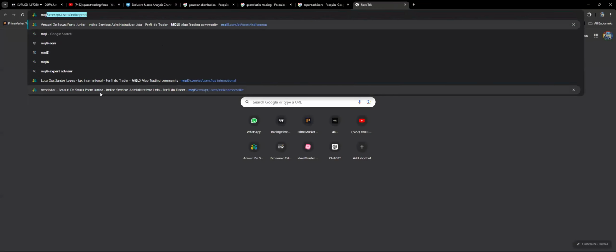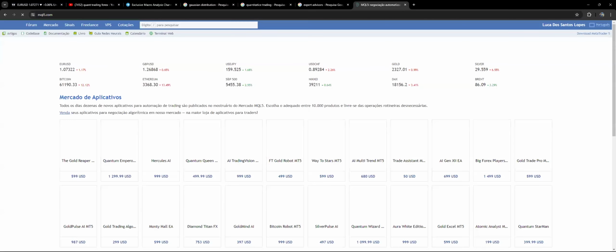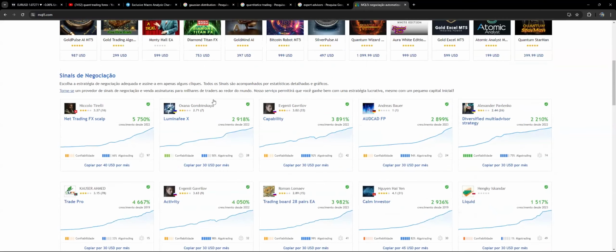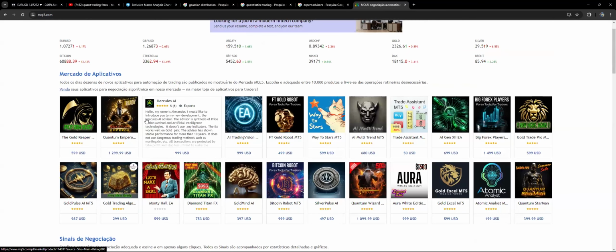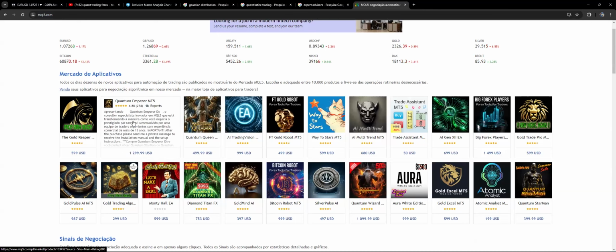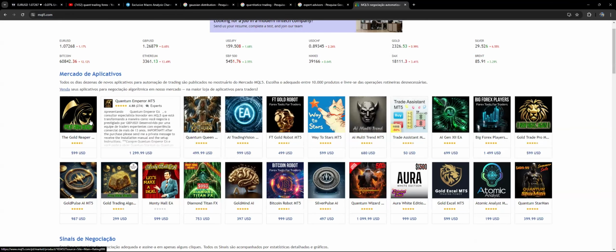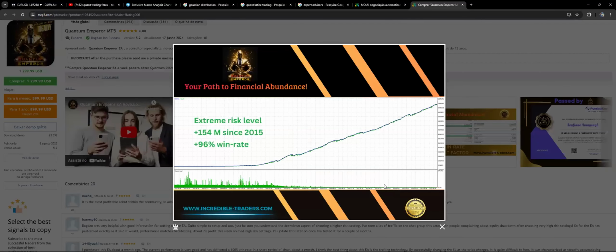Because what I found as well was, if we go to MQL5, we have all those sorts of EAs here. We have the Gold Ripper MT5, the Hercules AI, Quantum Emperor, Quantum Queen, FT Gold Robot. We have all of those EAs. Let's go for this one. Look at this. This is perfect, isn't it? Extreme risk level, 154 percent since 2015. 96% win rate. Okay, that's really good.